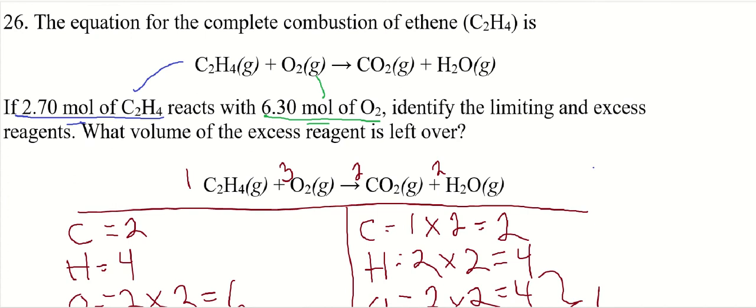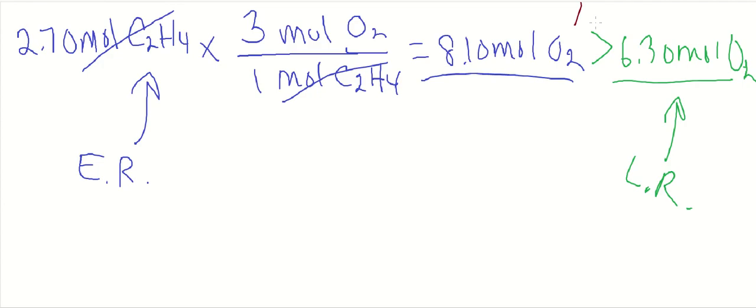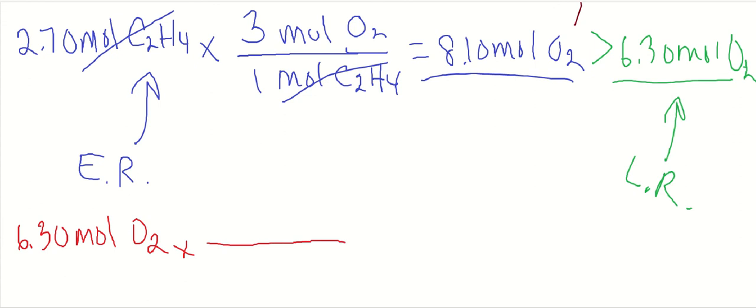Let's go with what color haven't I used? Red. All right, what's the volume of the excess left over? It would have been faster if I started with oxygen, because I'm going to do that now. I'm going to start with the limiting reagent, which is again the oxygen. The limiting reagent. All right, 6.30 moles. Now I'm just applying the same concept I did earlier, except I'm starting with the actual limiting amount of oxygen given. Now I want to see how much ethene I can make with that limiting amount.